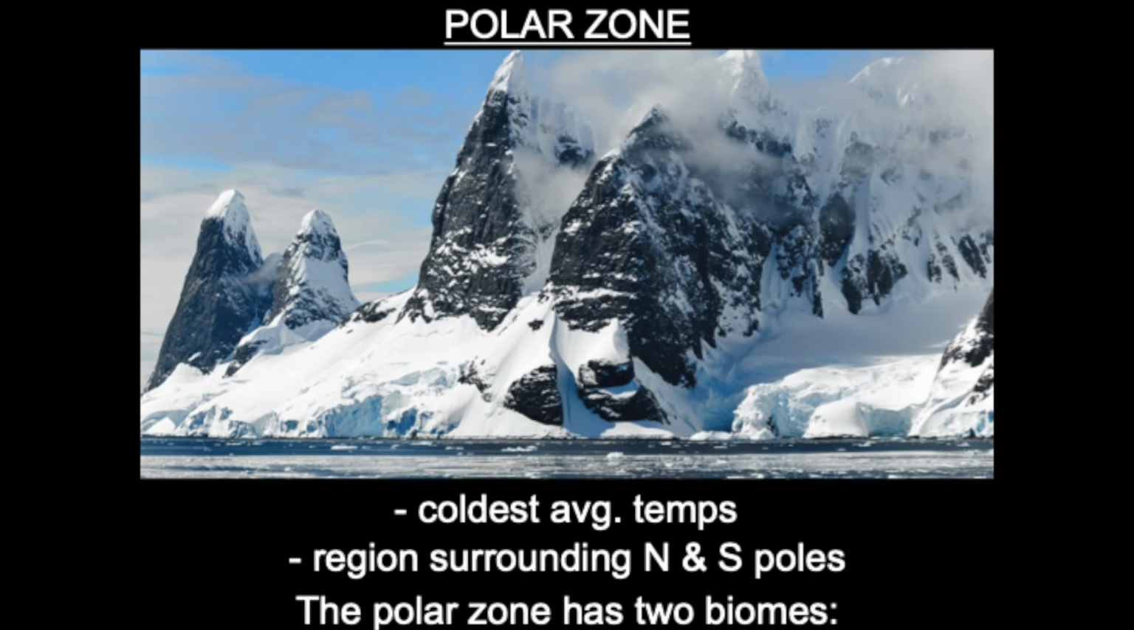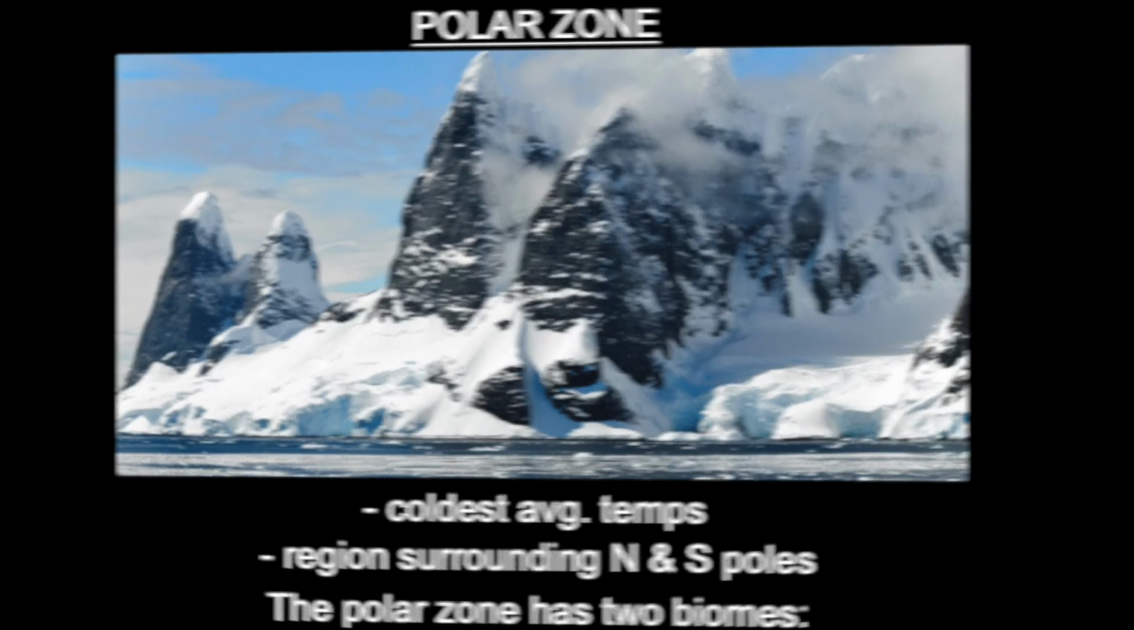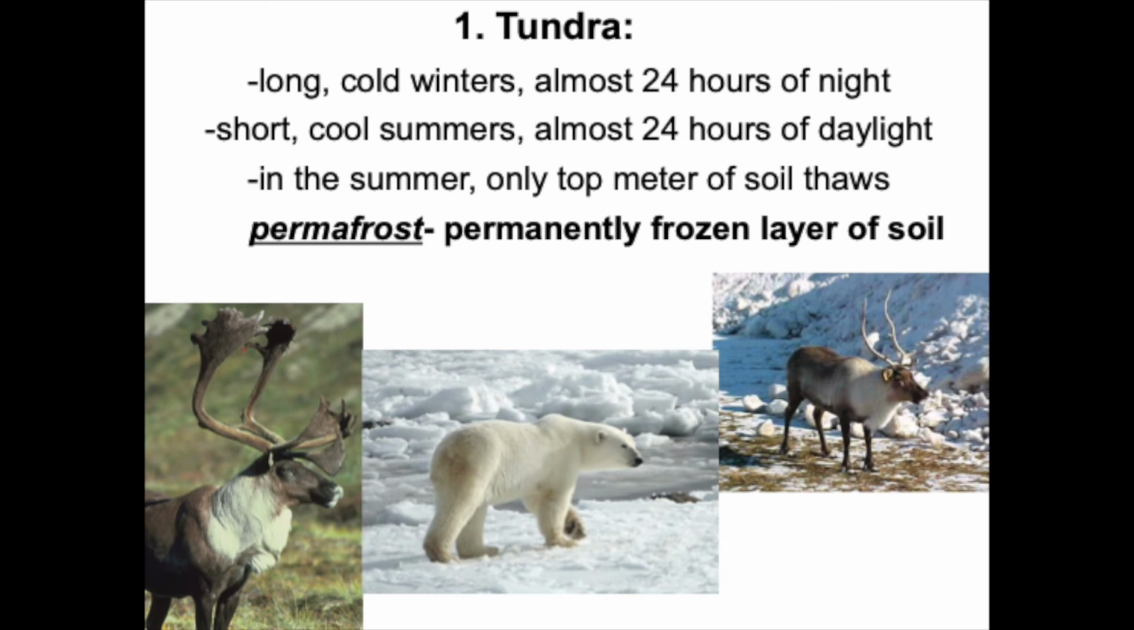Then we have our polar zone, the coldest average temperatures in a particular region surrounding north and south poles. The polar zone has 2 biomes. The tundra, which has long winters, almost 24 hours of night, and short, cool summers, almost 24 hours of daylight.